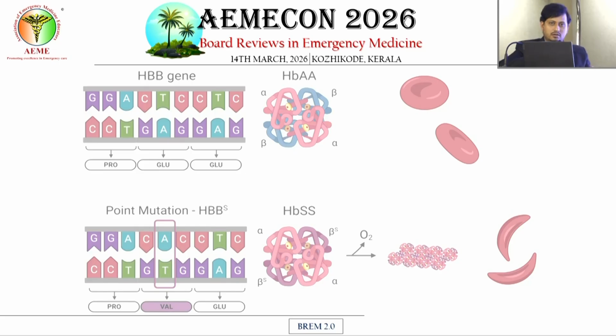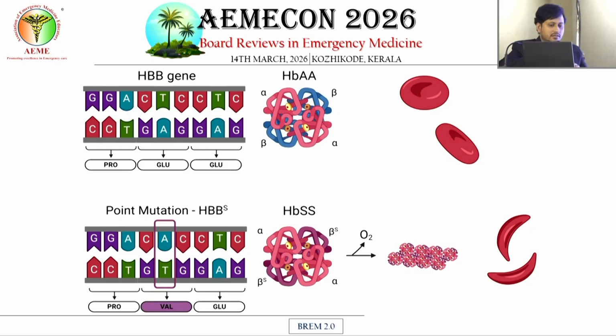So here, on the 11th chromosome, 6th position, adenine is replaced by thymine. That is the reason why glutamate is changed to valine, which gives the defective beta globin chain. So if both chains are defective, in that condition you see sickle cell disease.